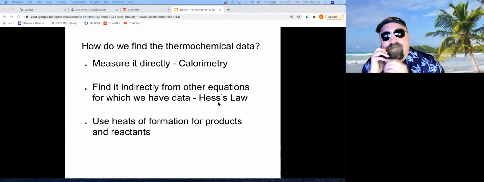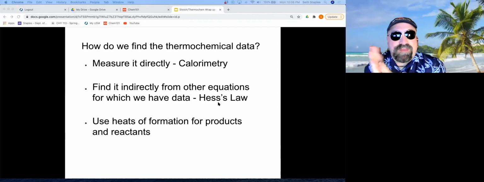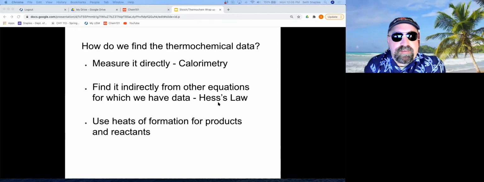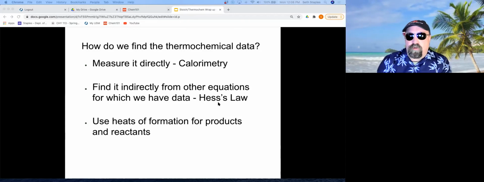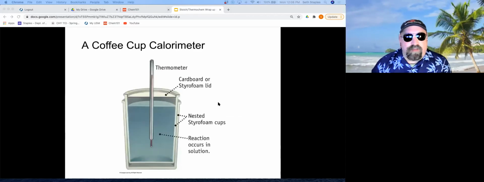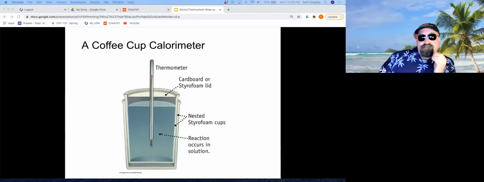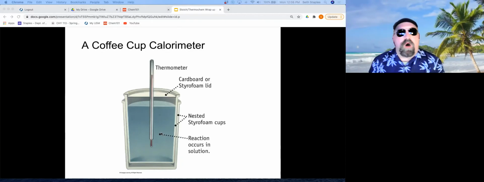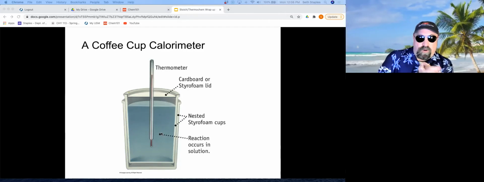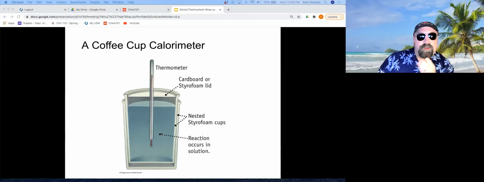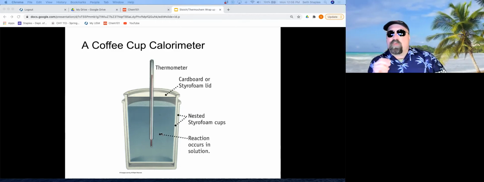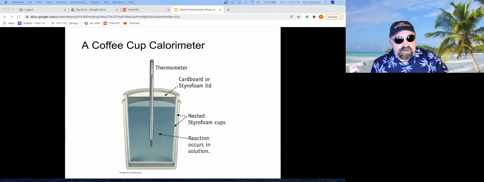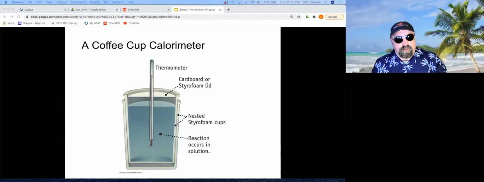There are different ways that we can go about finding thermochemical data. We talked about the use of calorimetry. We talked about finding the data indirectly through Hess's law. And we also talked about using heats of formation for the products and reactants. Remember, in calorimetry, what we essentially do is we run a reaction in water, and we can measure the effect on that water. We can measure the Q of the water by knowing the mass of the water, the delta T of the water, and we know C of water. So if we run a reaction, we can measure the Q, the heat that the water either gains or loses, which will be equal and opposite to the amount of heat that the reaction either gains or loses. And so we can compare those two using our law of conservation of energy.